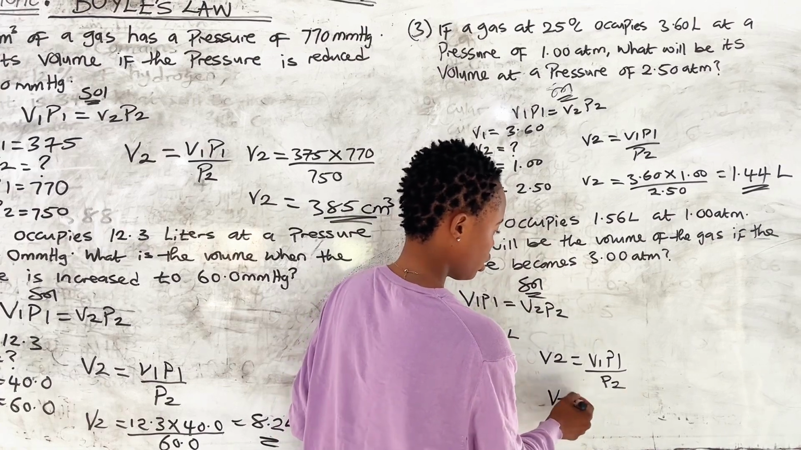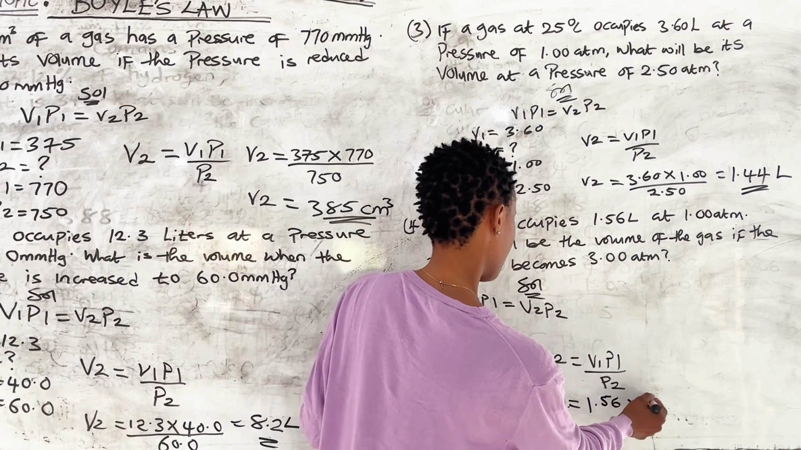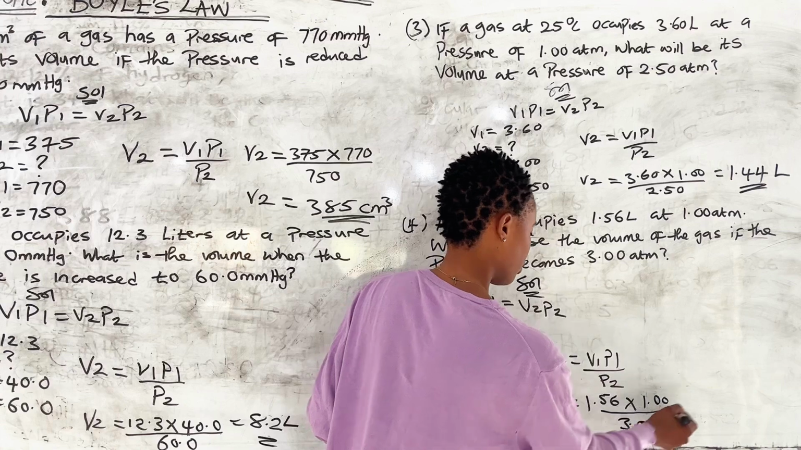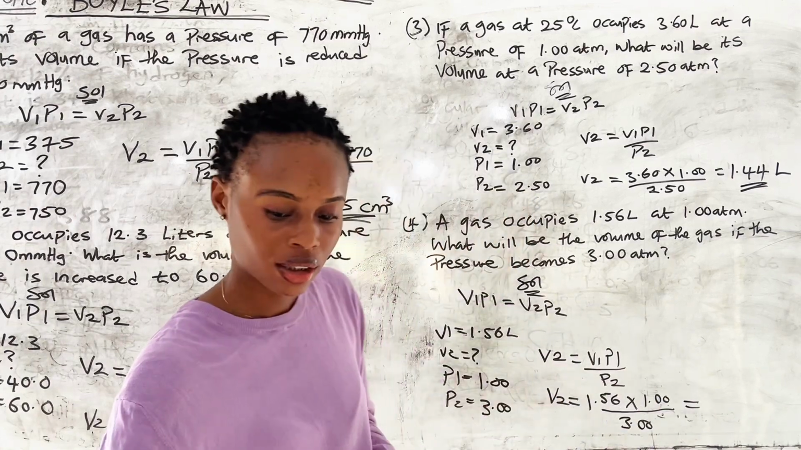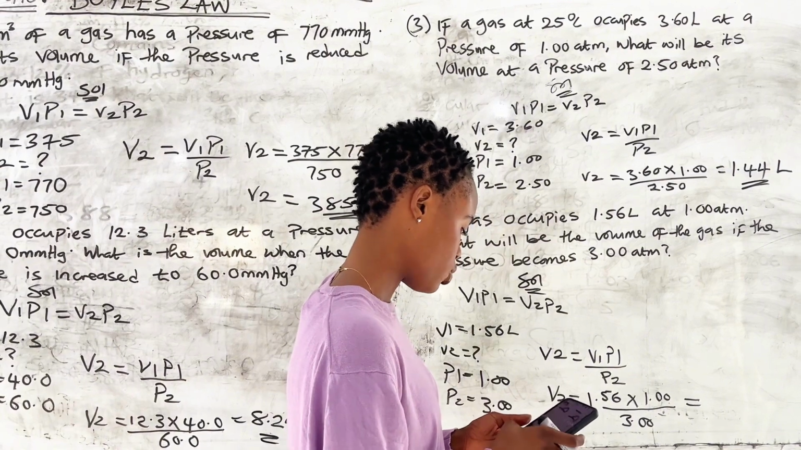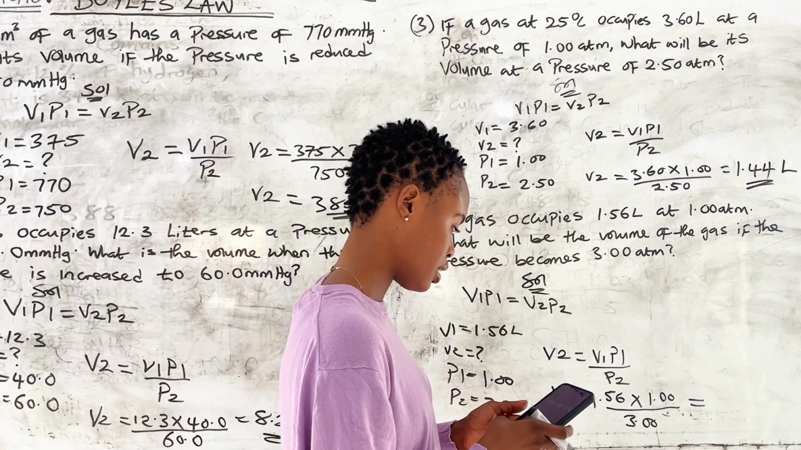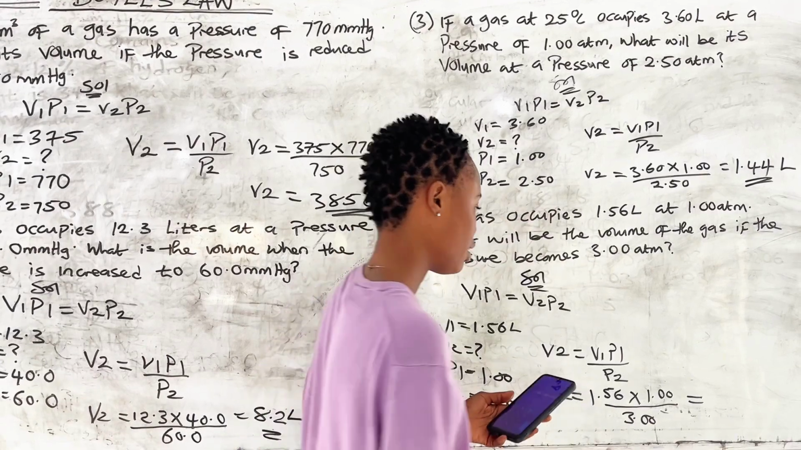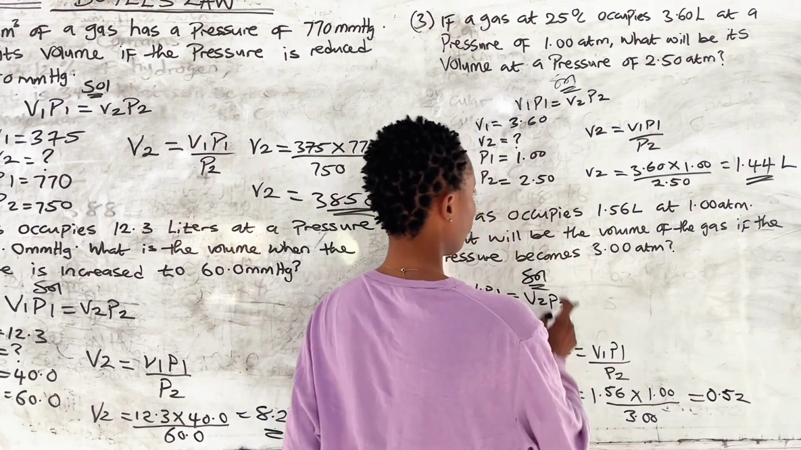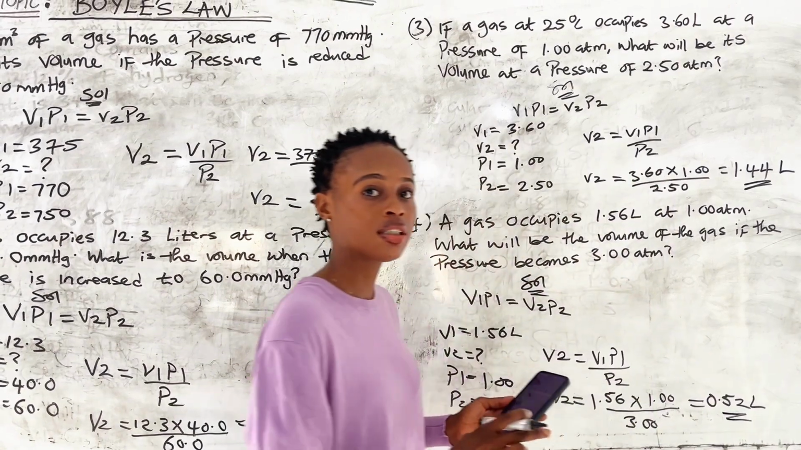So V2 is equal to 1.56 times 1.00 all over 3.00. Let's quickly check what that is. 1.56 times 1.00 divided by 3.00. So our answer is 0.52, and our unit is what? Liters, because that's what we were given. So the answer for this is 0.52 liters.